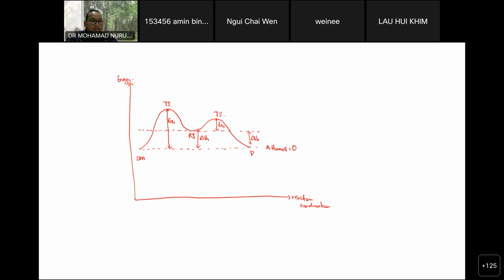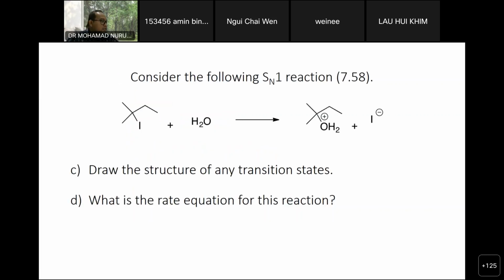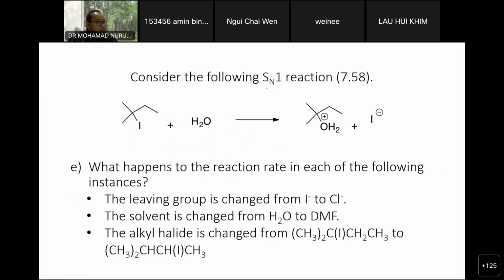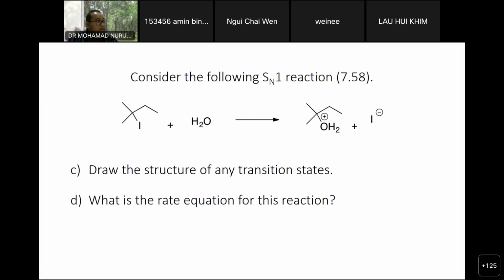Okay, C, draw the structure of any transition state. This one is an SN1 reaction. SN1 reactions will have 2 transition states, right? Because in the graph they have 2 humps and 1 intermediate. So what you have to do is draw 2 transition states. Make sure you have this kind.